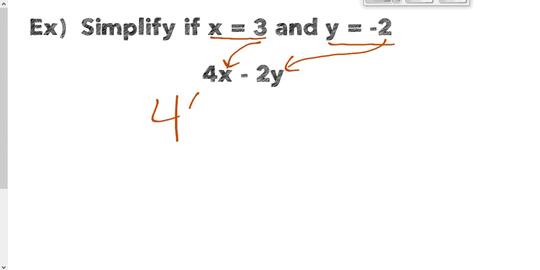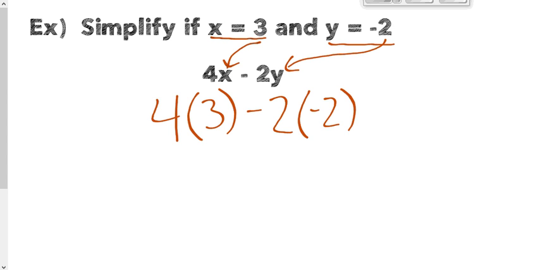So if we look at how this works, we've got 4 from the problem. We're going to change X to 3. So there's where I want to use my parentheses to show that I'm changing X to 3. I'm plugging that in. Subtracting 2 from the problem, and then changing the Y to a -2. Again, using parentheses to show what I'm putting in.